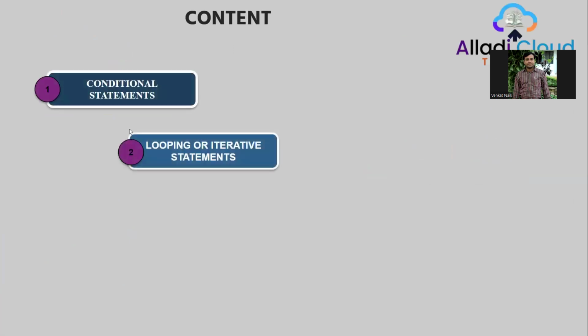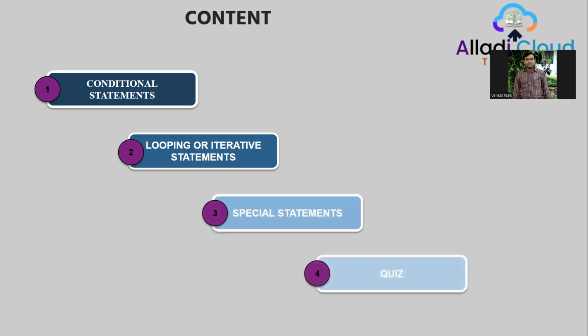The control statements have been classified into three categories: conditional statements, looping or iterative or repetition statements, and special kinds of statements. Clear? So, controlling statements are categorized into three categories. What are they? Spell it out.